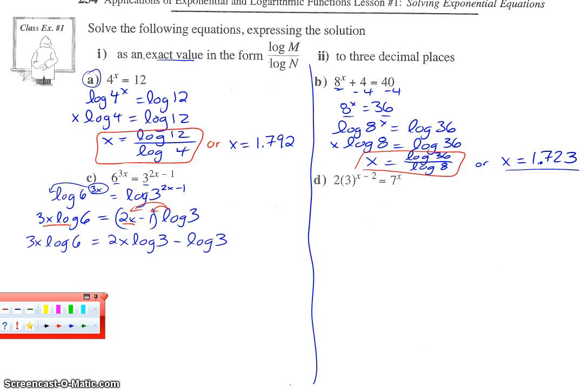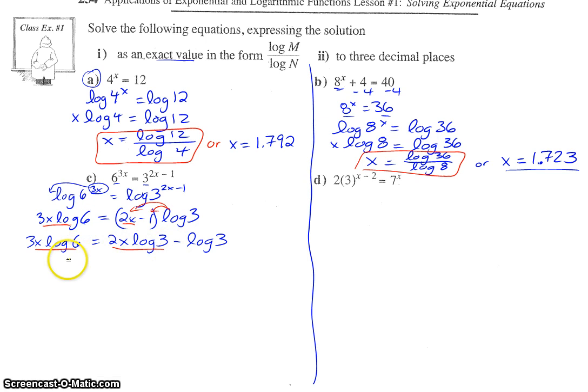Good, now check, where's Waldo again? We have x on this side and x on that side. Those x terms need to be on the same side, and the number on the other side. So we're going to subtract 2x log 3 from both sides. And then please don't try to subtract those because they're not the same terms. This is 3x log 6, this one is 2x log 3, not the same. So you cannot collect them.